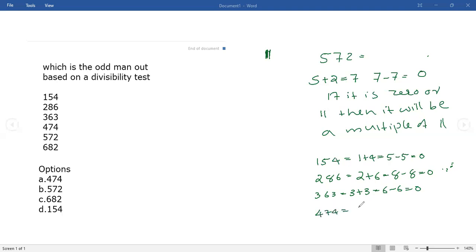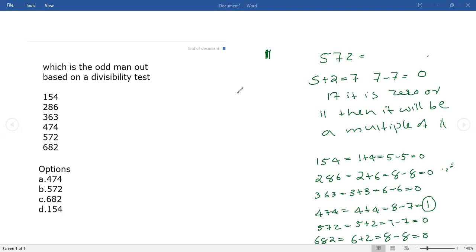474: 4 plus 4 is equal to 8. 8 minus 7 is equal to 1. It is not divisible by 11. 572. 5 plus 2 is equal to 7. 7 minus 7 is equal to 0. 682. 6 plus 2 is equal to 8. 8 minus 8 is equal to 0. So only 474, you are getting the remainder as 1. So it is not divisible by 11.